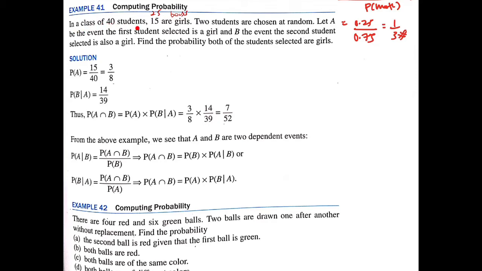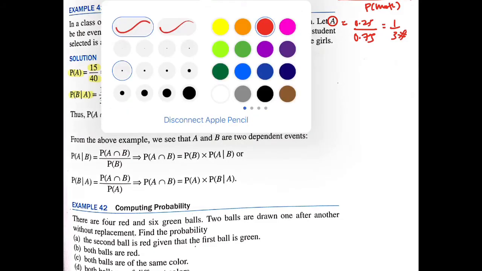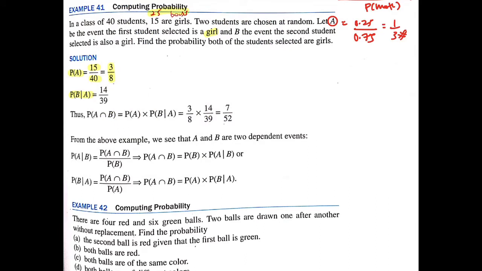In a class of 40 students, 15 are girls, meaning that we can conclude 25 are boys. 2 students are chosen at random. Let A be the event that the first student selected is a girl. So P(A) is 15 over 40, simplified to 3 over 8. Next, let's read further. B is the event that the second student selected is also a girl. So how to write this? You can see this clearer if I draw the tree diagram for you.